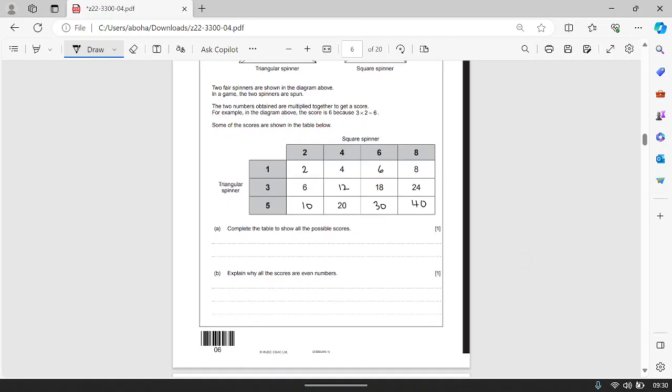Explain why all the scores are even. Okay, the reason the scores are all even is because these are all odd numbers. These are all even numbers. And then in any situation, an odd times an even will always equal an even number.